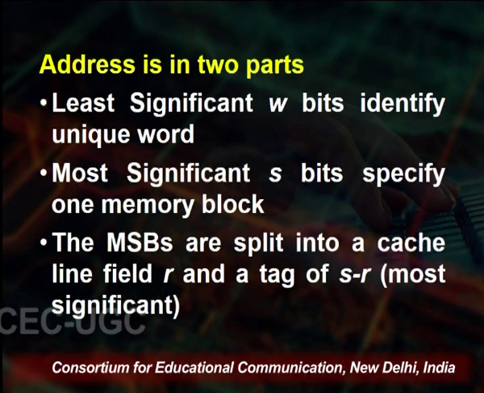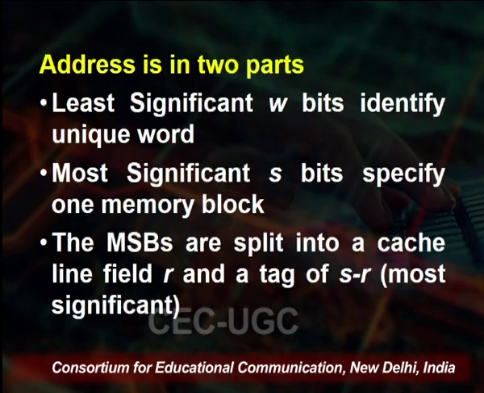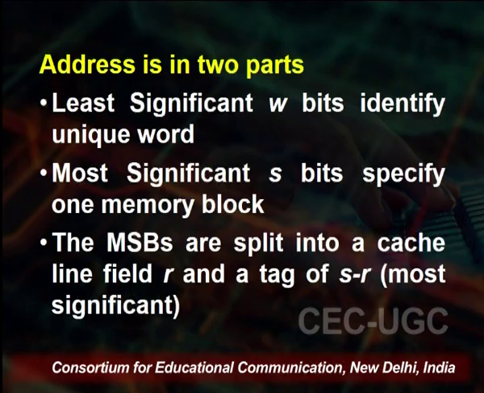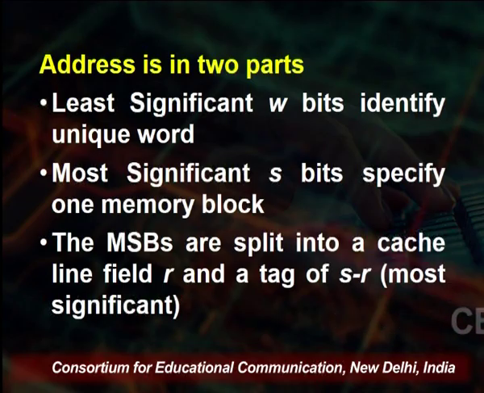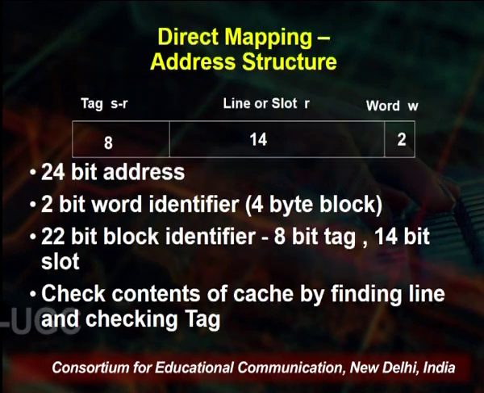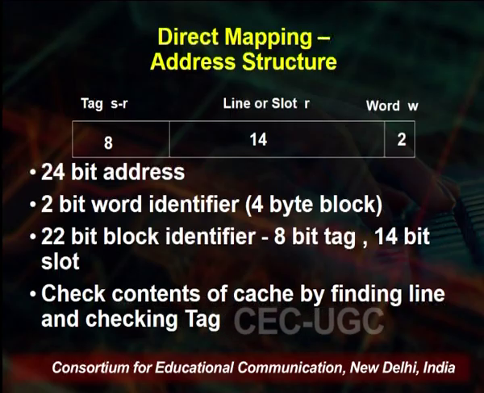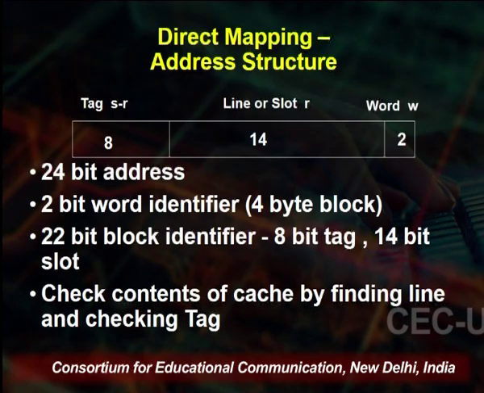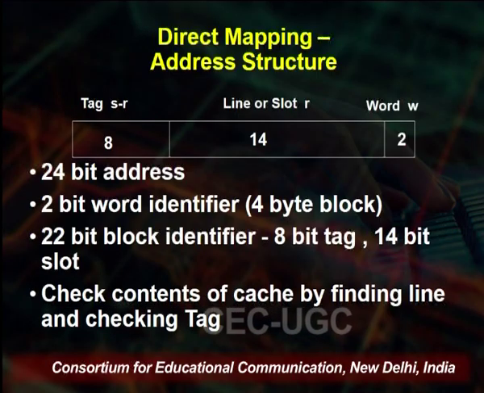How do we do this? The least significant w bits will identify the unique word. The most significant bits are divided into two parts: s bits, which specify the memory block, and s minus r bits, which are used for the tag field. This is explicit from the diagram here. If you look from the extreme end, which is the least significant bit, two bits are being used to identify the word within the block that has been moved into the cache.